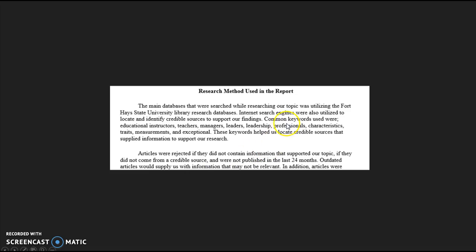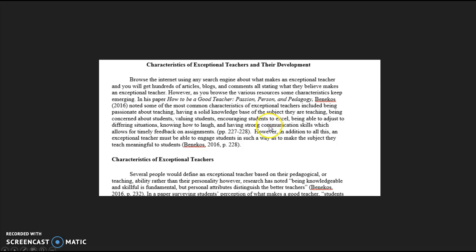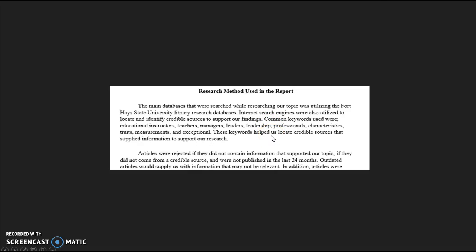Now, the research methods, again, they gave the common words that they used. But again, I suggested that they say the databases they used, and they described why some were rejected, which was pretty cool.